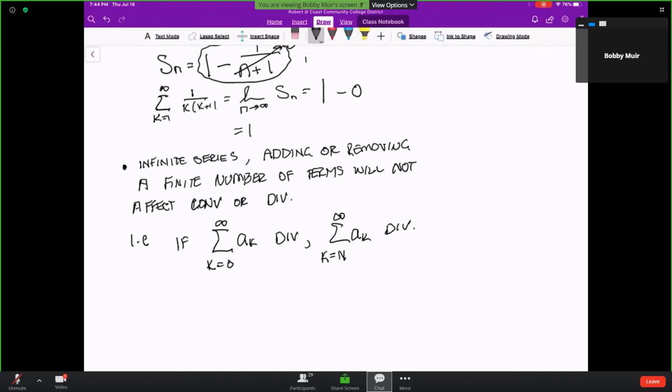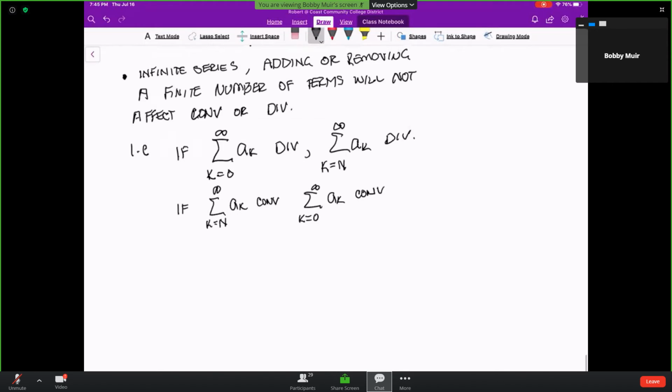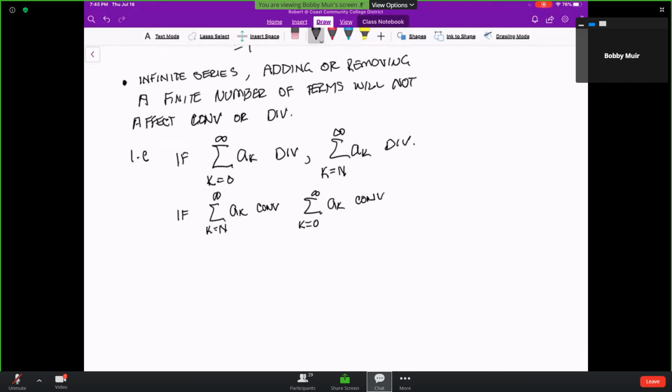Now, a similar thing can be said about converging. If the sum from k equals n to infinity of a_k converges, then the sum from k equals 0 to infinity of a_k converges. It'll converge to something different, but it's still going to converge. Now, the thing that's going to start driving you guys nuts is things going to 0, the sum versus the sequence.